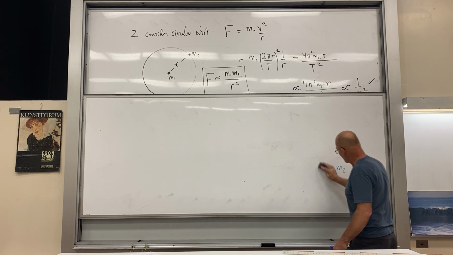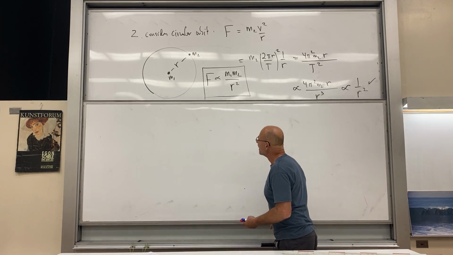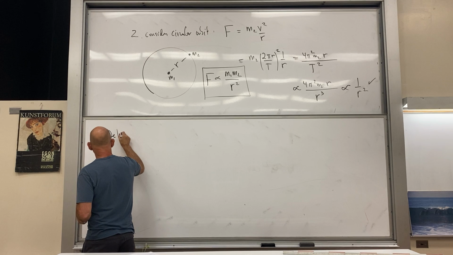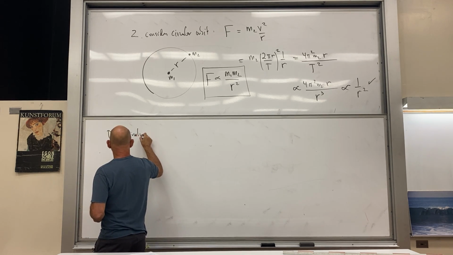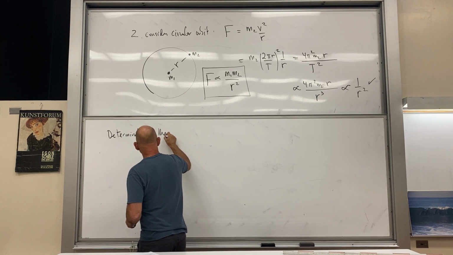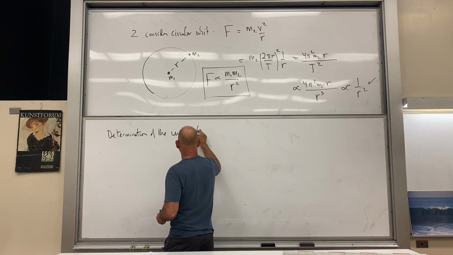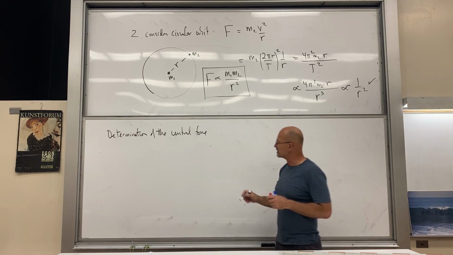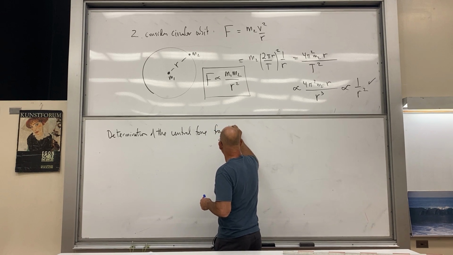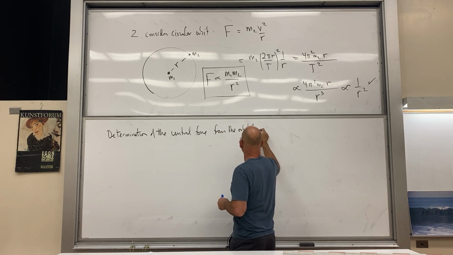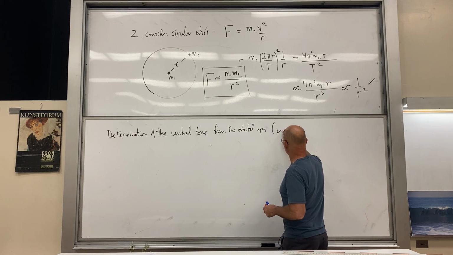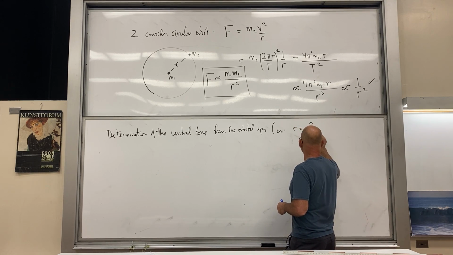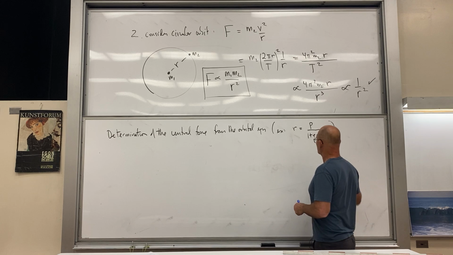Yeah, this exact version is actually a very interesting calculation. So this is called the determination of the central force law from the orbital equation. And of course, the example for the orbital equation is r is equal to p over 1 plus epsilon cos phi. Right? That's what we mean.